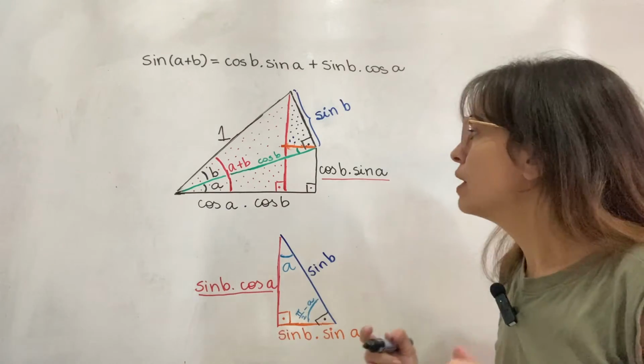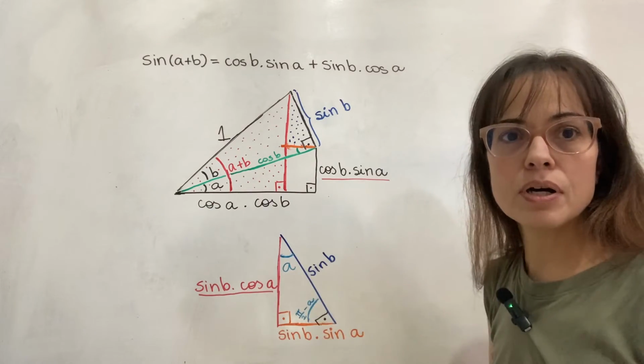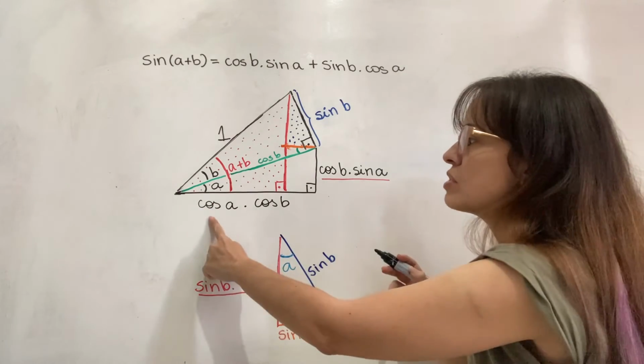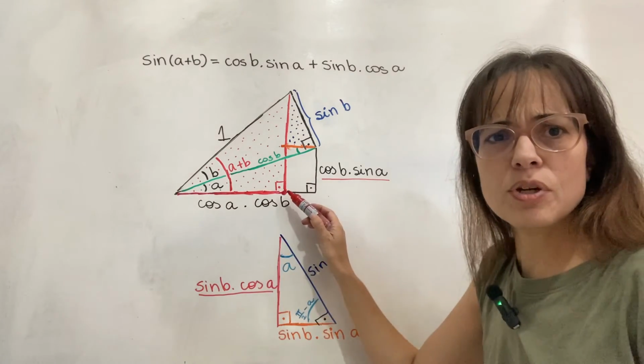Now for the cosine, we need this bottom segment here, and it's almost ready because cosine A times cosine B is the big one, but we don't really want the big one.